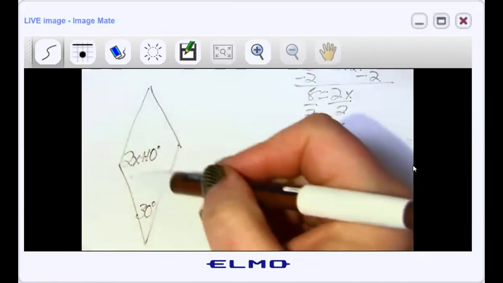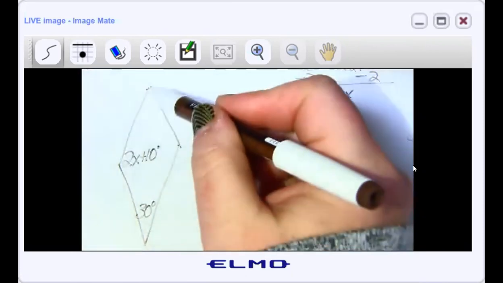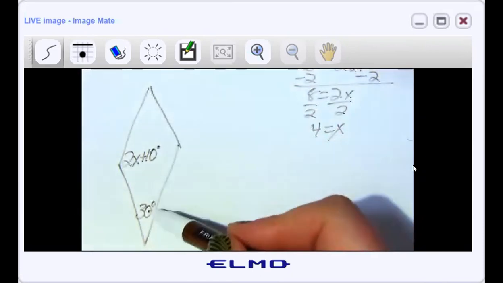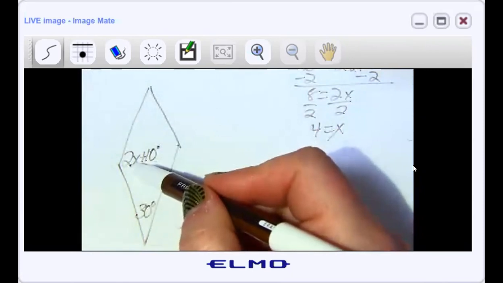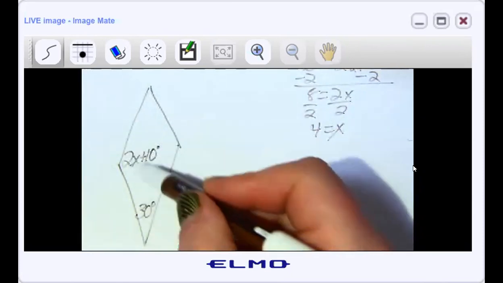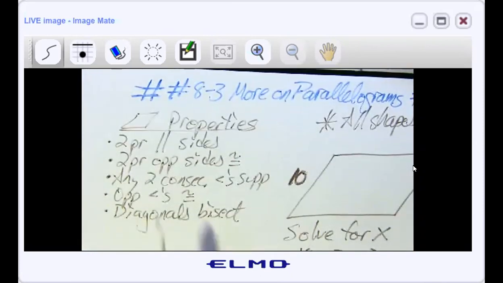These are two angles right in a row as I'm going around my parallelogram, and it doesn't matter if you go clockwise or counterclockwise. Here, I hit the 30-degree angle. The one right after it is this 2x plus 10. So that means that they are consecutive, one right after another. And according to these fun facts right here, they are going to be supplementary.